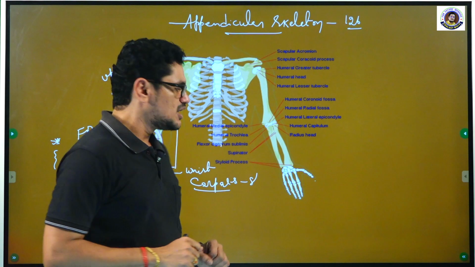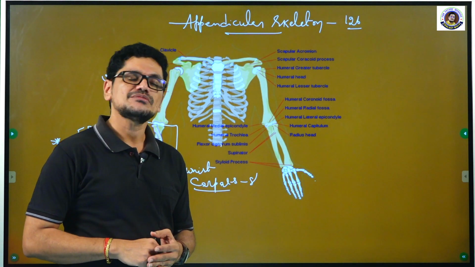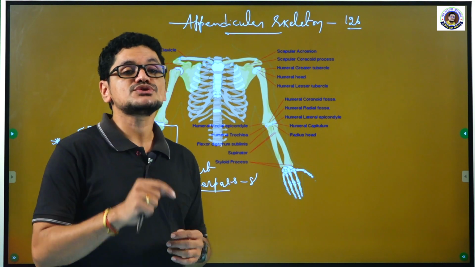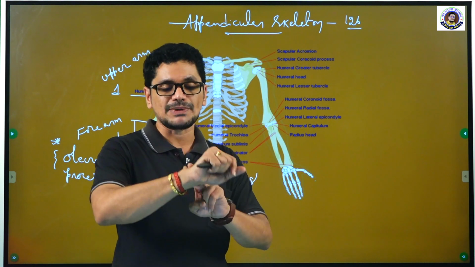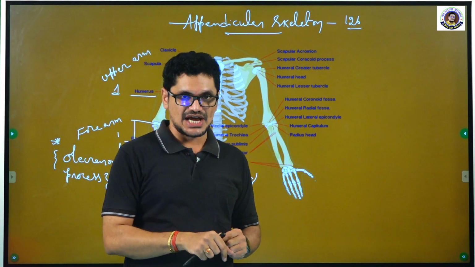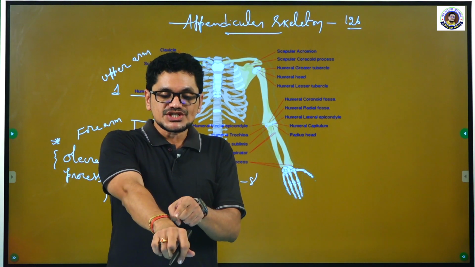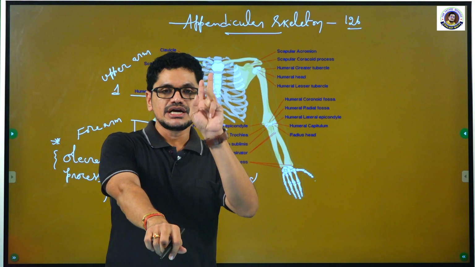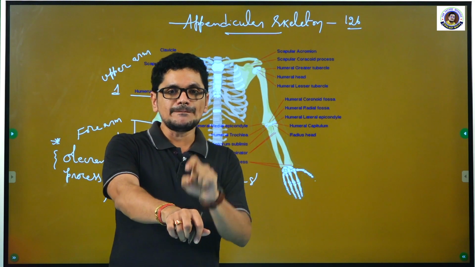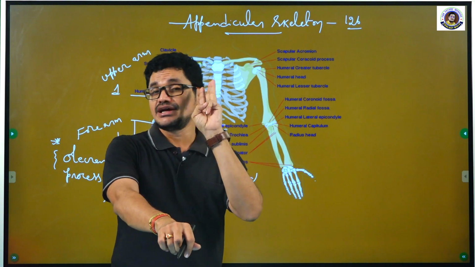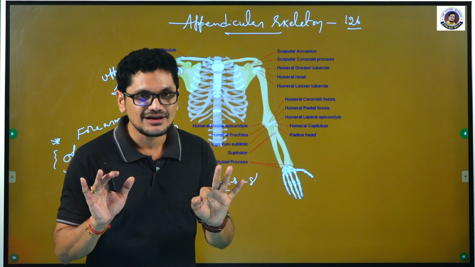8 carpals are present. Nobody is going to ask you about the name of those bones, but it is better to know. You know, I told you that the bones which are present in the wrist are carpals, and from lateral to medial side. Lateral side means this one. This is medial side. From lateral to medial, scaphoid, lunate, triquetrum, pisiform, 4 bones. Trapezium, trapezoid, capitate, hamate, 4 bones, distal row. So 4 plus 4, 8 bones are there.